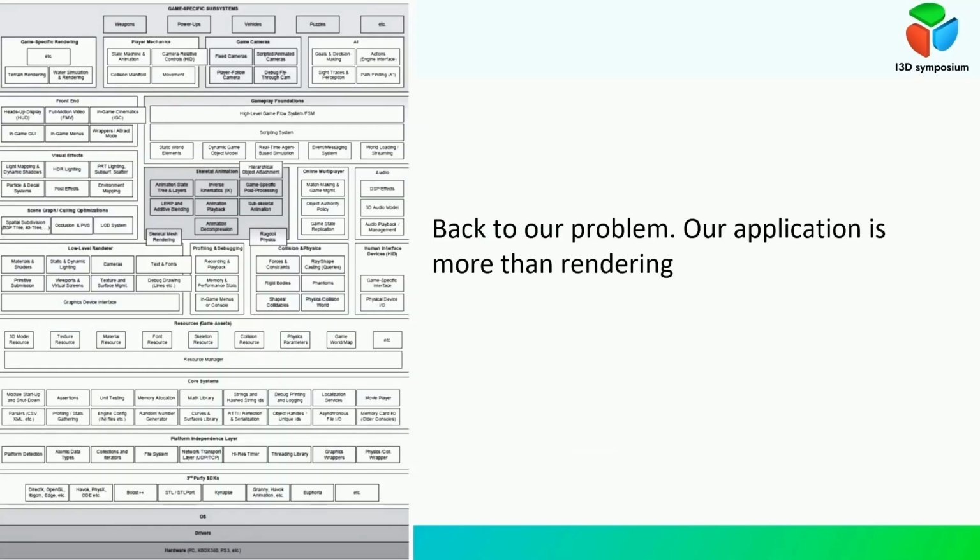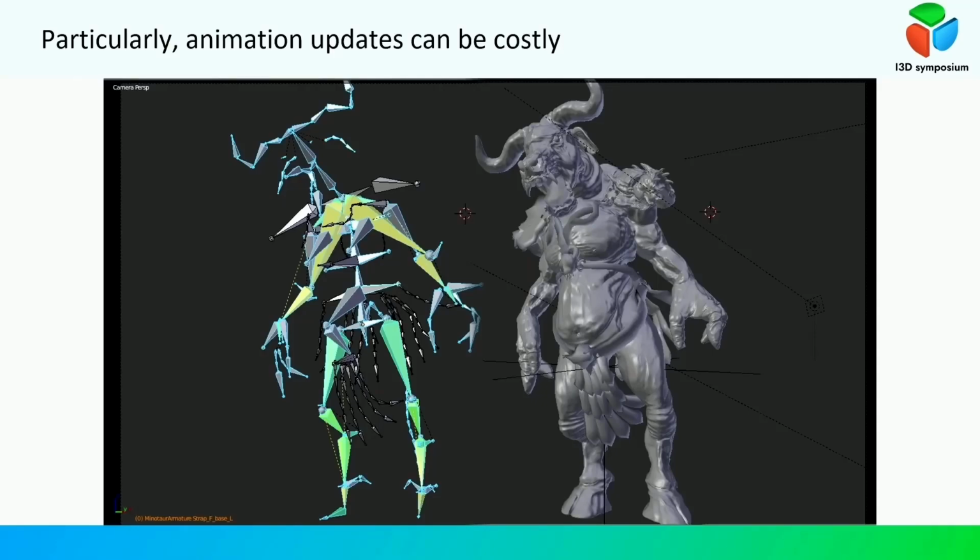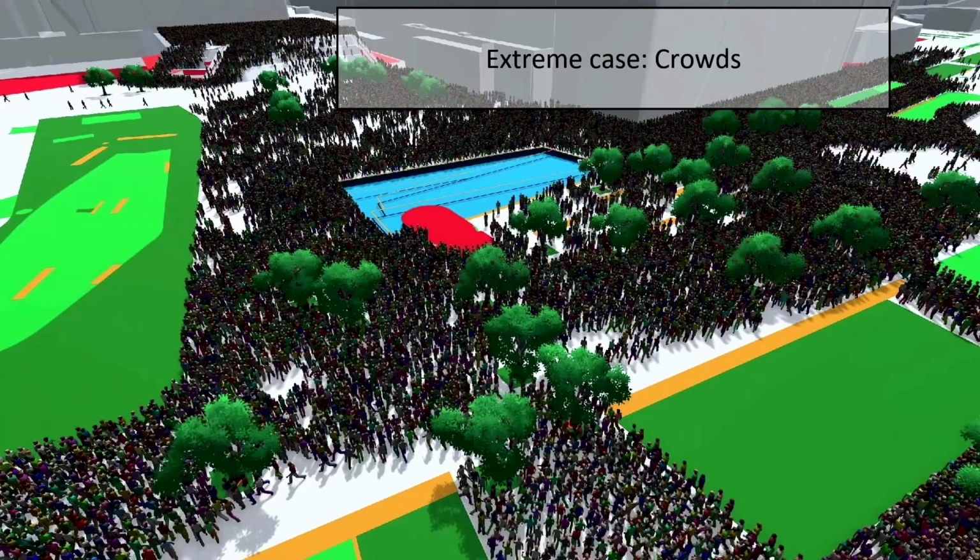Back to our original problem, our application is more than just rendering, especially in the context of game engines. Particularly, animation updates can be very, very costly. An extreme case of this is crowds, where you have thousands upon thousands of low poly characters, all with bone transformations and mesh deformations, and that adds up to be the majority cost of the rendering pipeline.